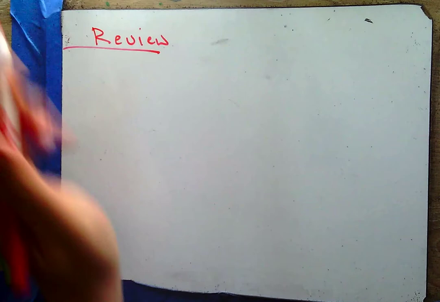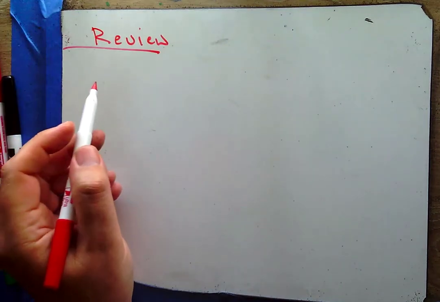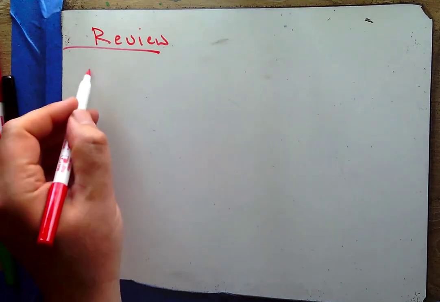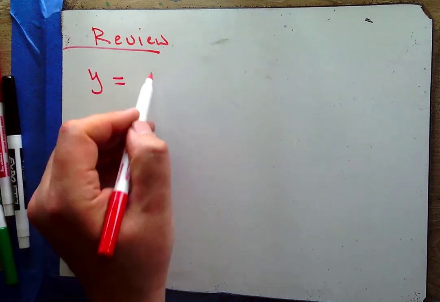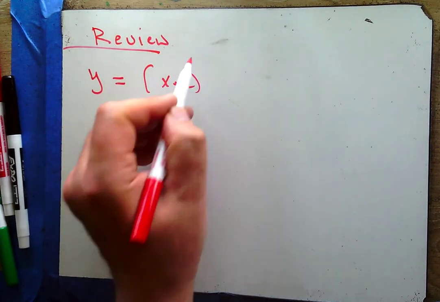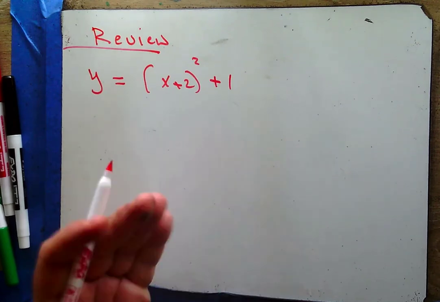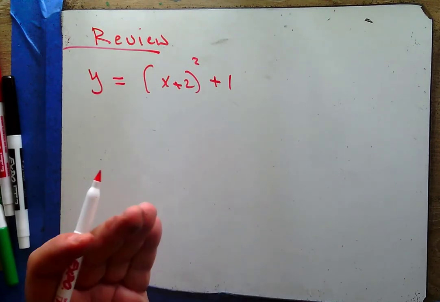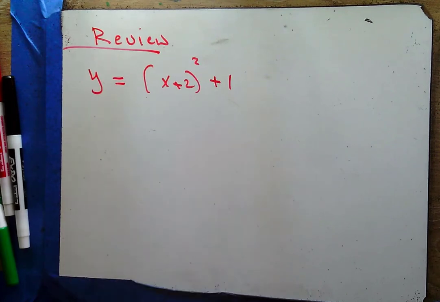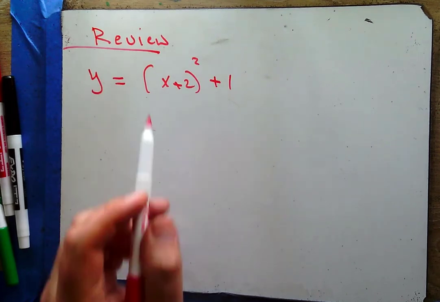So, will you please graph this one? y equals (x plus 2) squared plus 1. Okay, start with your reference points and apply the transformations. Come back when you're done, or if you get stuck.